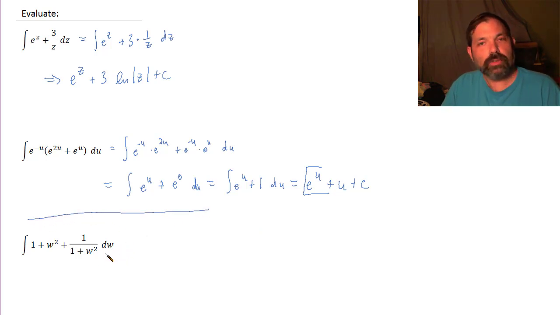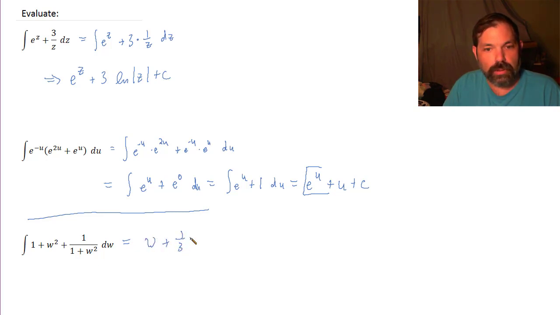And this last example is fairly straightforward. The integral of 1 is easy to find. The integral of w squared is relatively easy to find now. And just remembering that if we have this 1 over 1 plus w squared, no algebra is needed. This is a special form. This gives us back the arctangent. So then this is fairly straightforward. This becomes w plus 1/3 w squared, w cubed, excuse me, plus tangent inverse of w plus a constant.